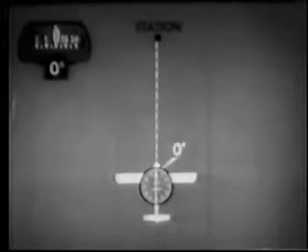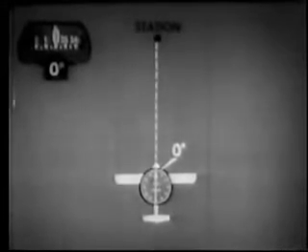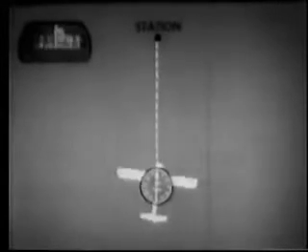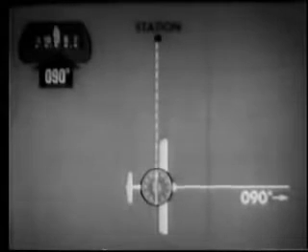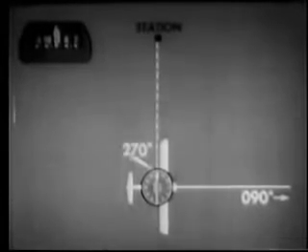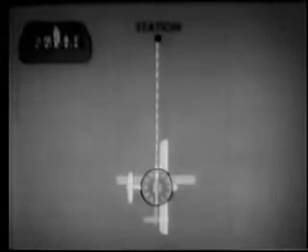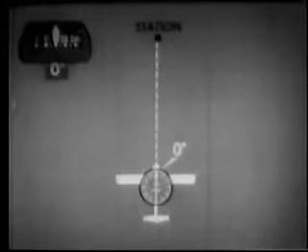Let's look at another factor in the use of ADF. Here our heading is north, 0 degrees. The ADF indicator reads 0 degrees. Our position with respect to this station is due south. Suppose we turn the aircraft to a heading of east, 090 degrees. The ADF indicates 270 degrees. In this situation, we are also south of the station. In fact, we are just as definitely south of the station here as we were when heading 0 degrees with a 0-degree relative bearing.